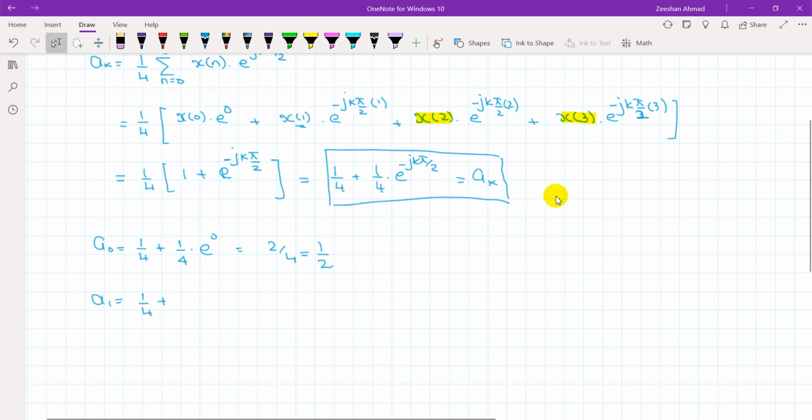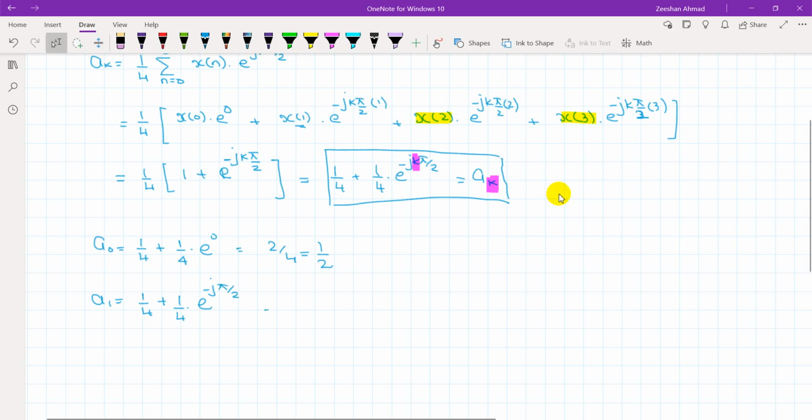Okay, similarly a1 will be equal to 1 by 4 plus, now I'm replacing the value of k here to solve it. So 1 by 4 plus 1 by 4 into e power minus j, the value of k is 1, so 1 multiplied by pi by 2 here. Okay, this is what I'm going to have here. And we will solve it basically.